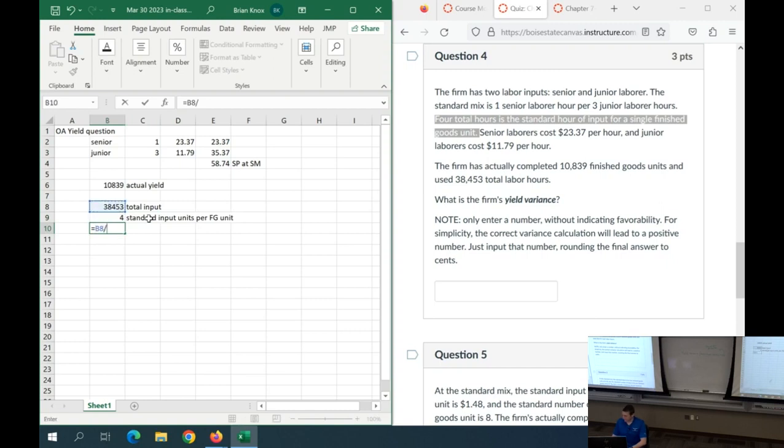And the idea is then, given that number of labor hours divided by the number of labor hours there should be per finished goods unit, our standard yield should be 9,613.25, not dollars. Not dollars, it's units, finished goods units.